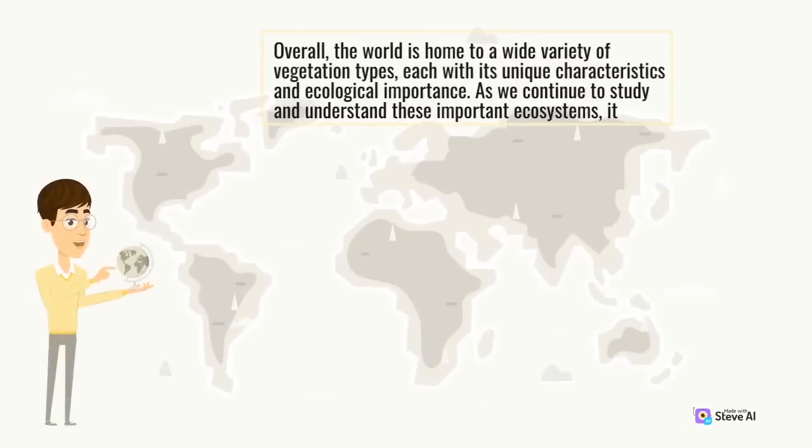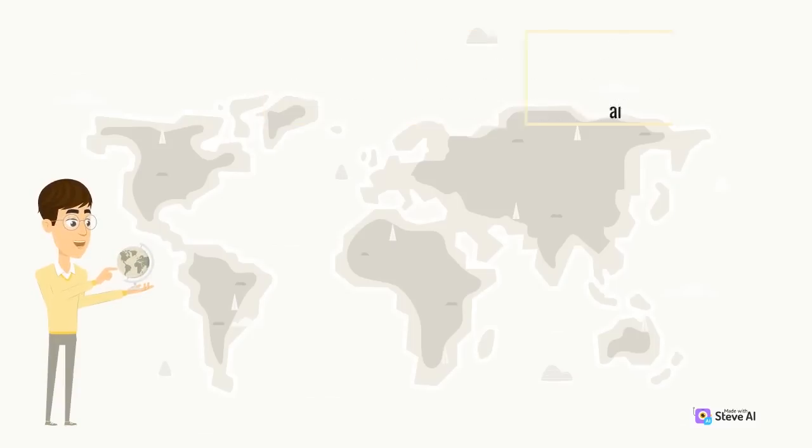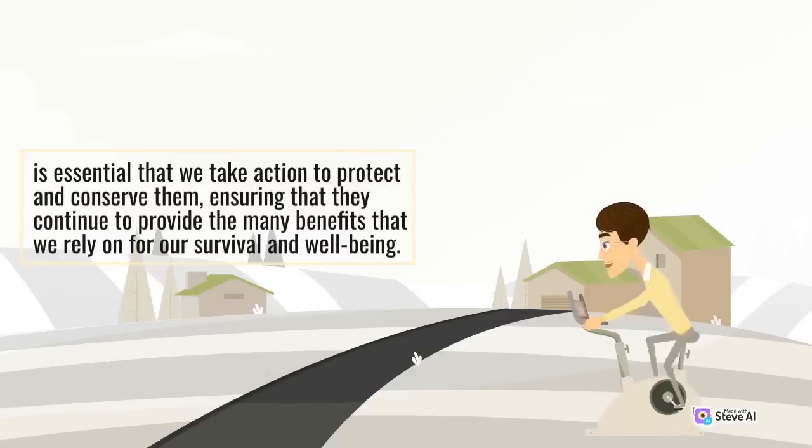Overall, the world is home to a wide variety of vegetation types, each with its unique characteristics and ecological importance. As we continue to study and understand these important ecosystems, it is essential that we take action to protect and conserve them, ensuring that they continue to provide the many benefits that we rely on for our survival and well-being.